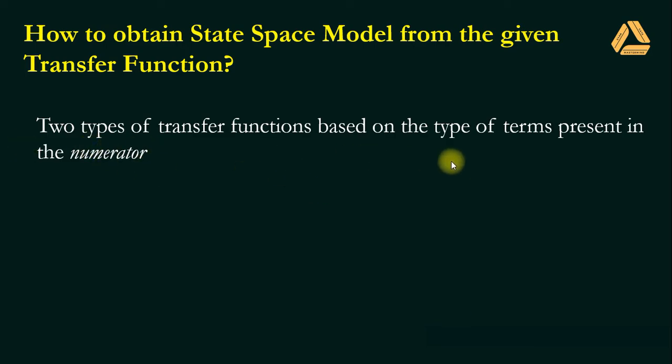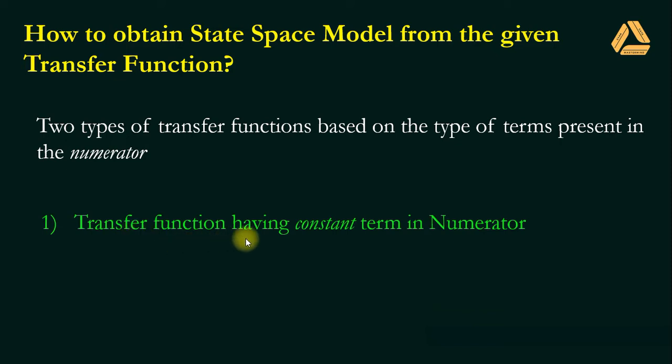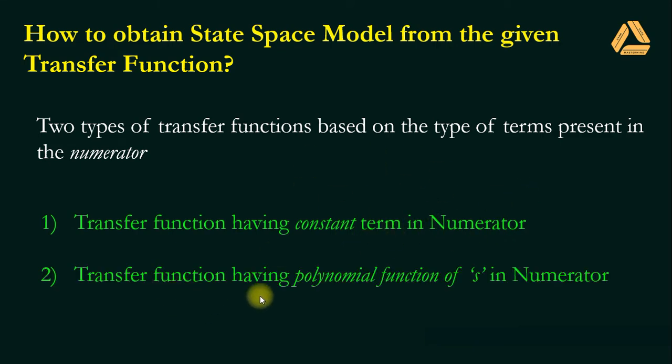So there are two types of transfer function based on the types of terms present in the numerator. The first case is the transfer function having a constant term in the numerator. Whenever there is only a constant term, a single number in the numerator, that is considered as case 1. And in case 2, the transfer function has a polynomial function in the numerator. Whenever you come across a transfer function with a polynomial function in the numerator, that is considered as the second case. There are two cases in solving the transfer function.